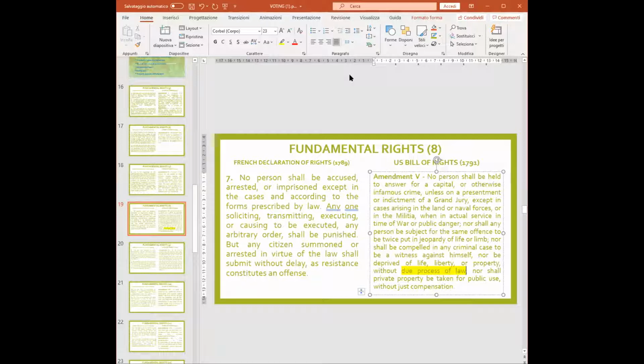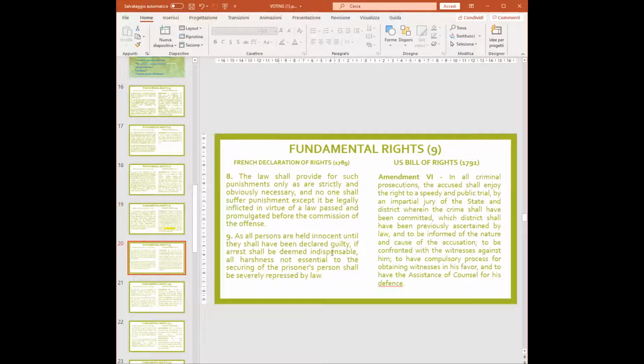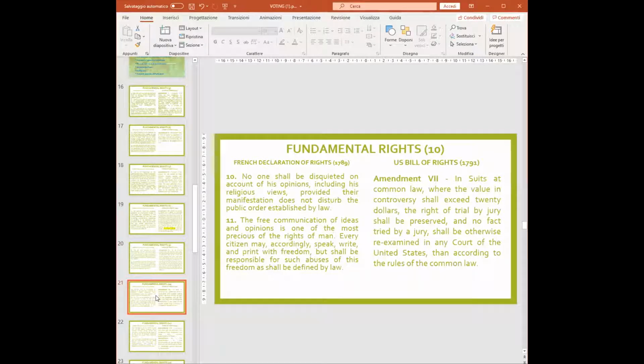they are protected. And here we see, nor shall private property be taken for public use without just compensation. We shall find exactly the same provision in the French Declaration. Now, let's go on. Sorry, I'm just skipping from one to the other. Then everybody's held innocent. Then freedom of opinion.